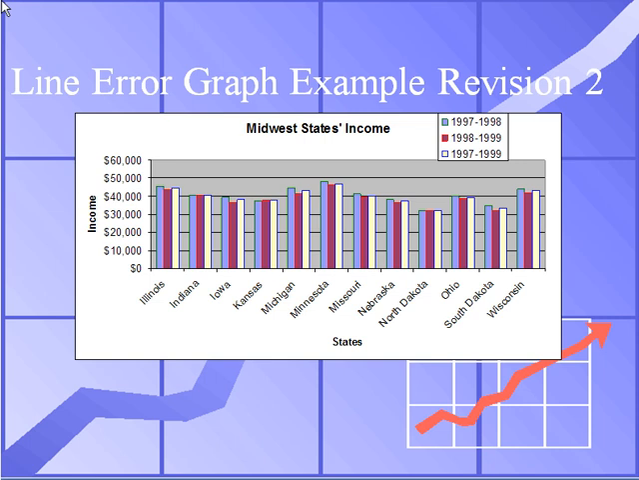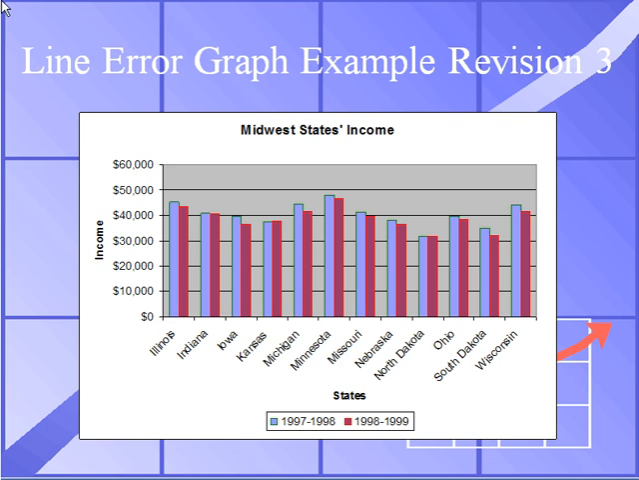Okay, the blue bar is 97 to 98. The maroon bar is 98 to 99. And then the yellow bar is kind of an average of the two, 97 to 99. If you look at the chart, it looks like it goes up, then down, then up again, doesn't it? But there's really no point in doing an average of the two. What happens if we get rid of the average?